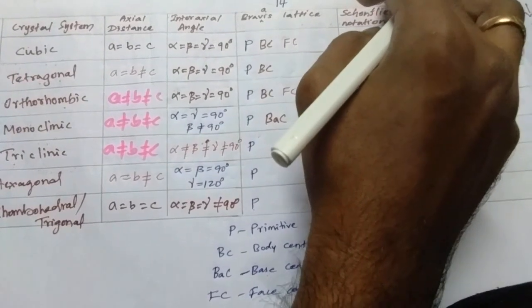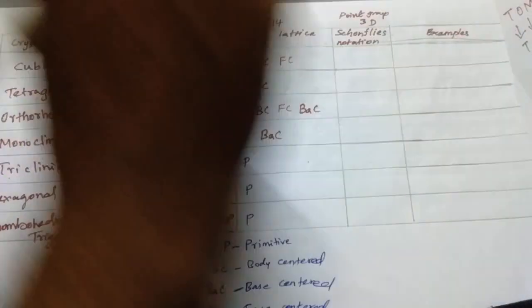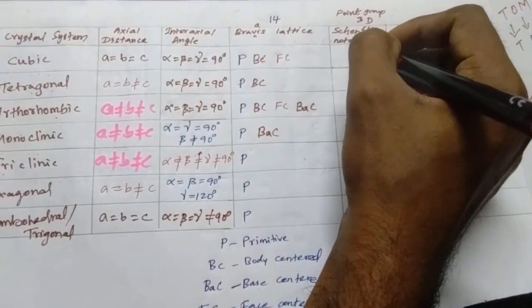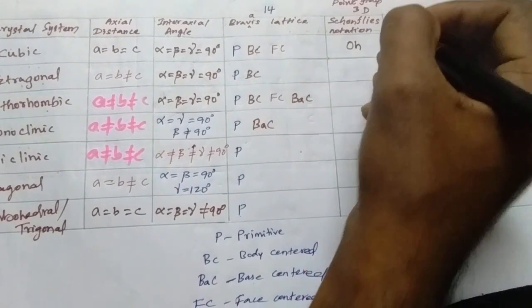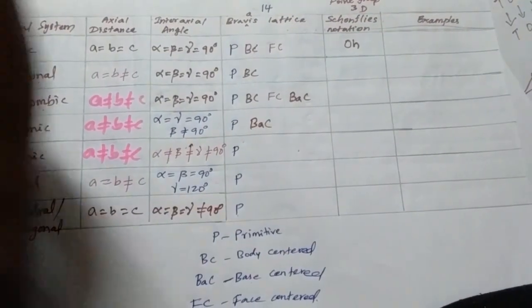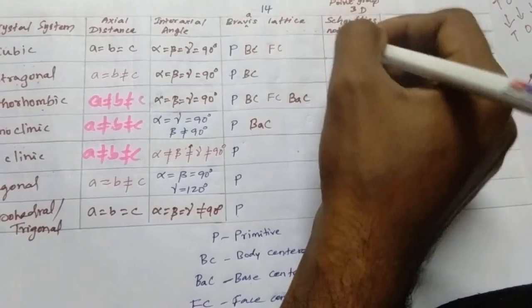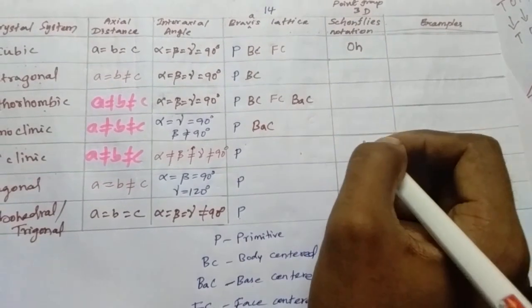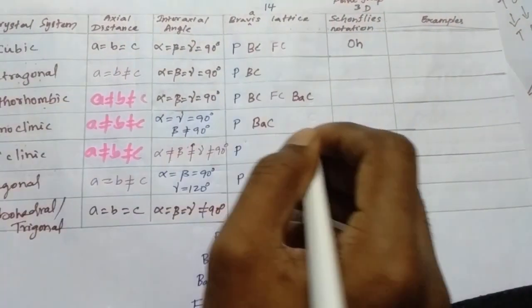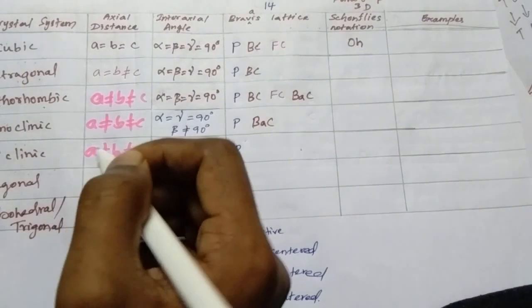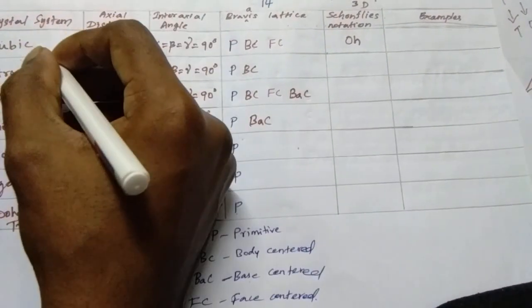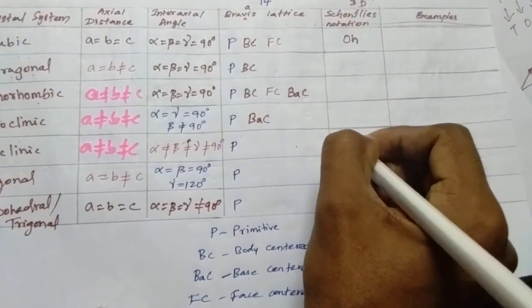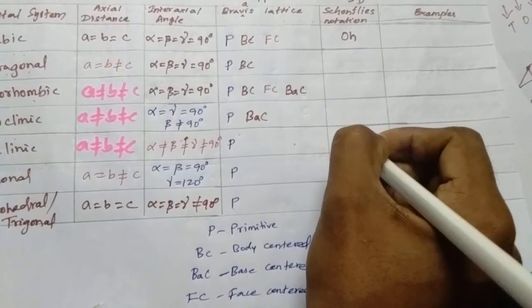Point groups for 3-dimensional. For cubic, that is a symmetrical system, so that comes under octahedral geometry. So that is octahedral point group Oh we can use. So triclinic, the symmetry is highly disturbed, so this comes under the asymmetric system. Cubic is a highly symmetric system, so for asymmetric we use the point group Ci.